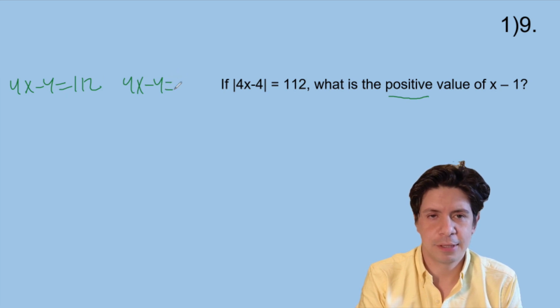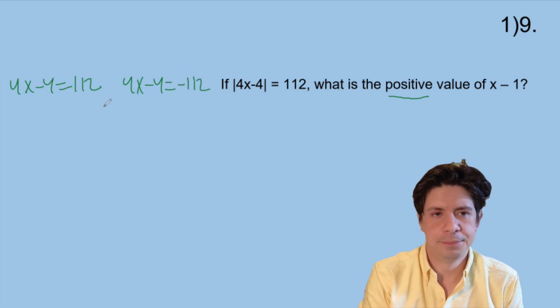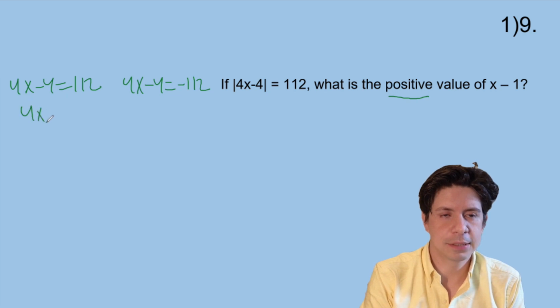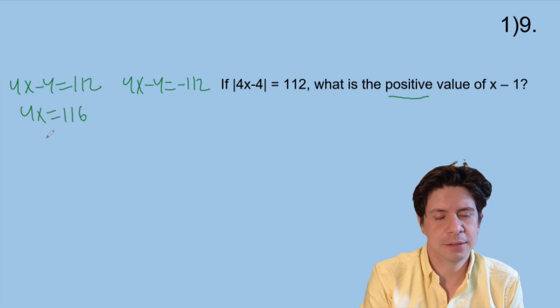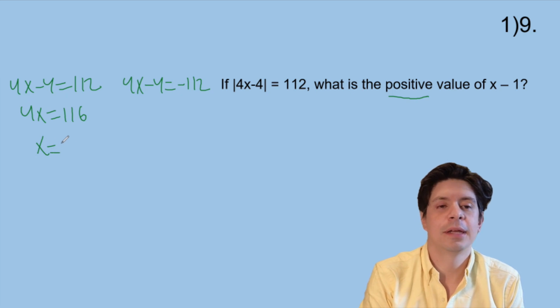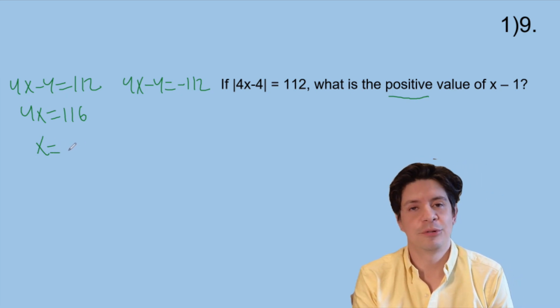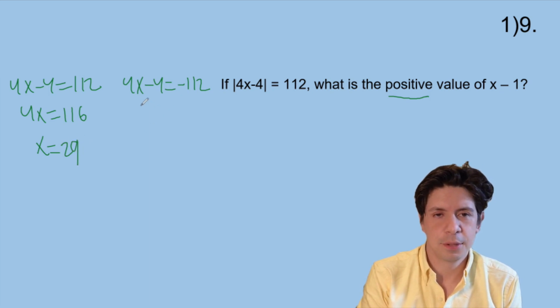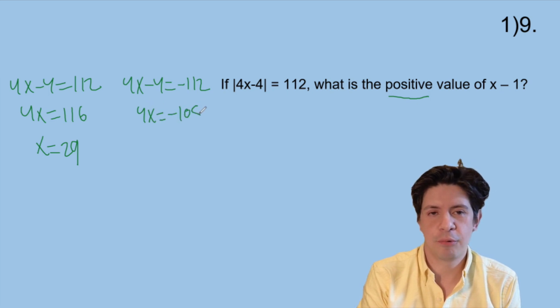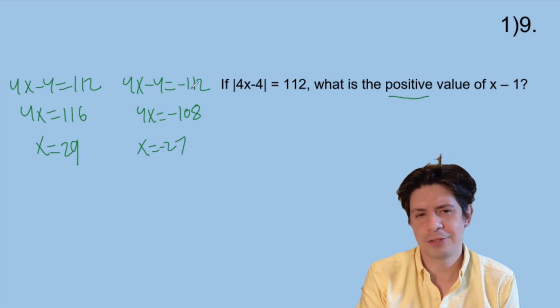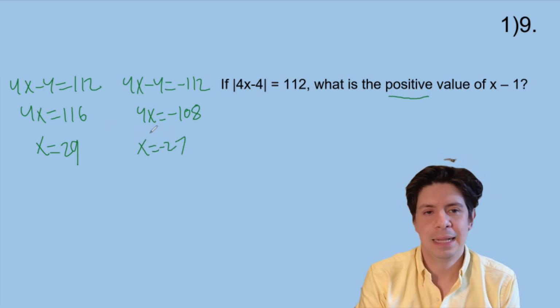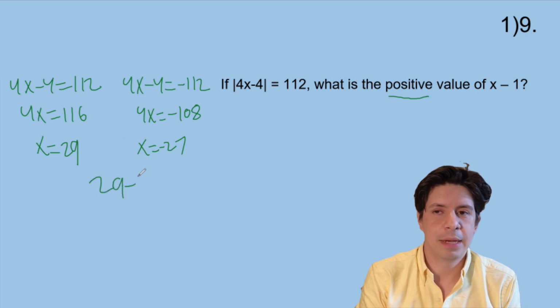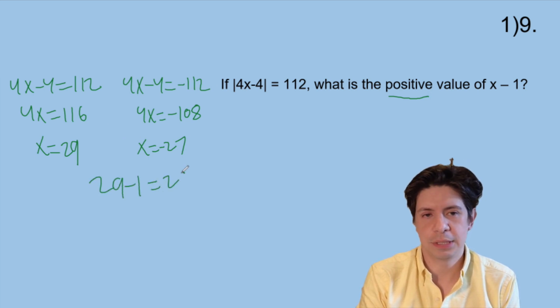So we're going to write the same part inside, but we're going to set it equal to 112. And then this one here gets you 4x. When we add 4, equals 116. And then when we divide by 4, 4 goes into 11 twice, and then it goes into 16 4 times, so we're going to get 29. Over here, we're going to add 4 again, so we're going to get 4x equals negative 108, because we're going more positive, less negative. Divide that, that's going to get us x equals negative 27. But we didn't need to do that because it was just asking for the positive value. So it's going to be 29 minus 1, which equals 28.